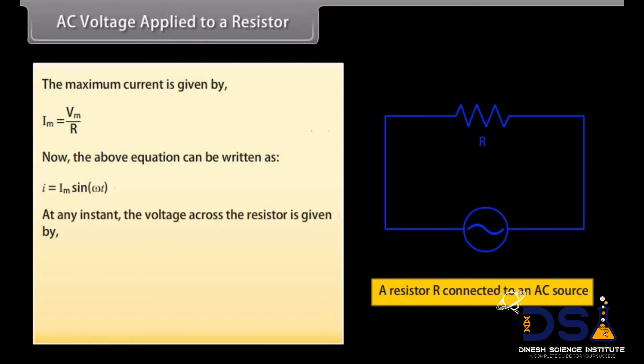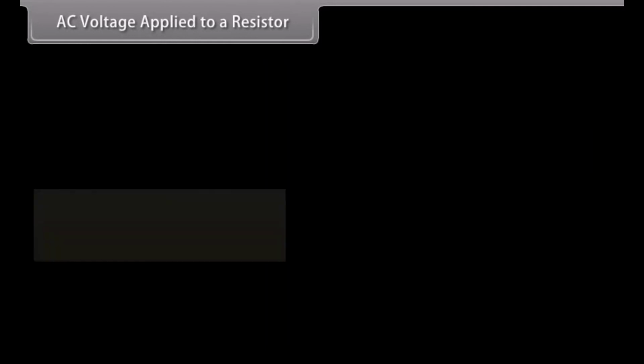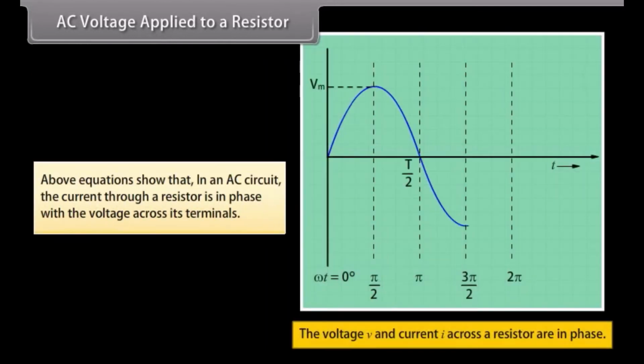At any instant, the voltage across the resistor is given by Vr = IR. By putting the value of I, we get Vr = Vm sin ωt. The above equation shows that in an AC circuit, the current through a resistor is in phase with the voltage across its terminals.